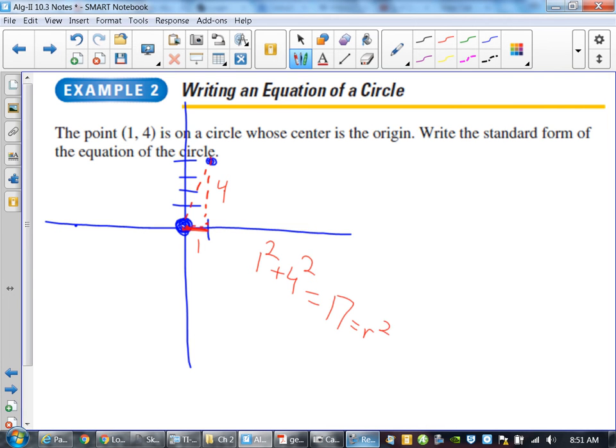Do I need to worry about writing down the square root of that? No, because the standard form of the equation is x squared plus y squared equals r squared. And you're done. Your answer is x squared plus y squared equals 17. That's it.